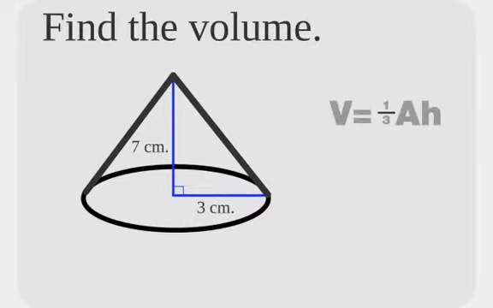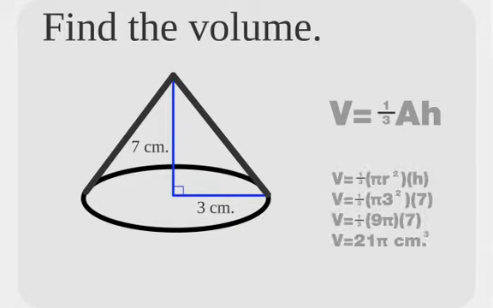All right, again, our formula is still the same. Volume equals 1/3 area of the base times the height. And then we're going to do pi r squared times h, and then divided by 3. Now, pi, 3.14. R is 3. H is 7. So we plug it in, 3 squared times 7. 9 pi times 7, which is 63, divided by 3, 21.